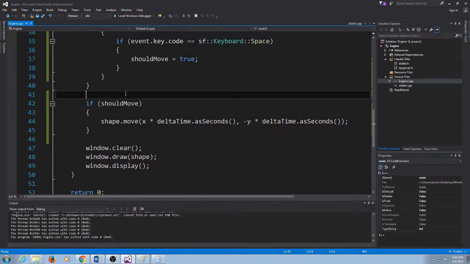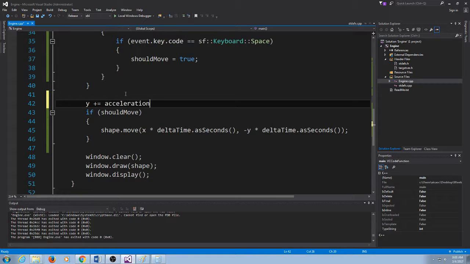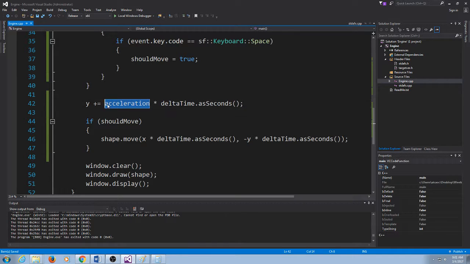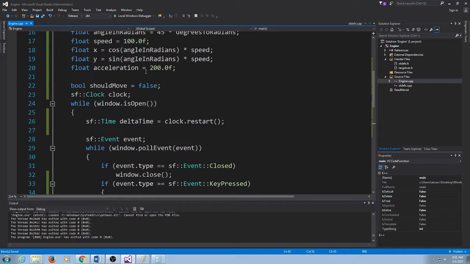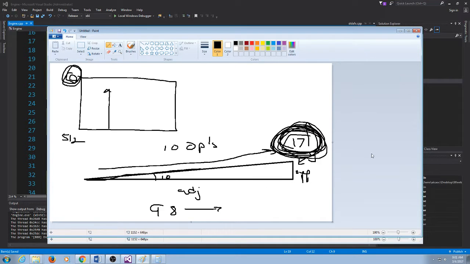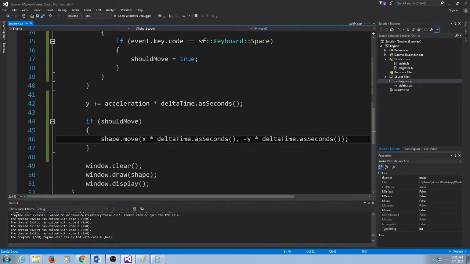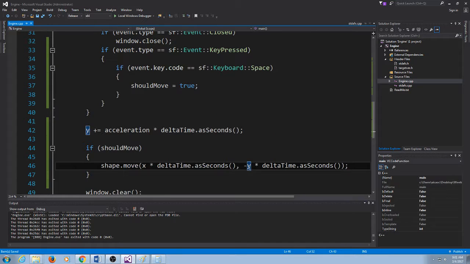So I'm just going to take my acceleration here. I'm just going to take y equal to acceleration times. That's all I'm going to do here. I'm going to take my y value. I'm going to add in this amount times delta time every frame. So it's my speed, which in this example was 17, is actually my speed here. Yeah, which is 17.